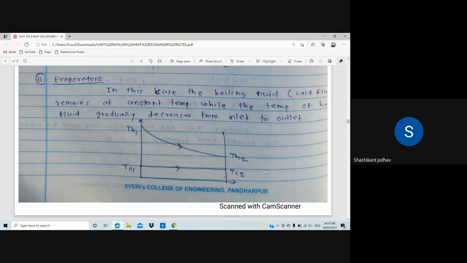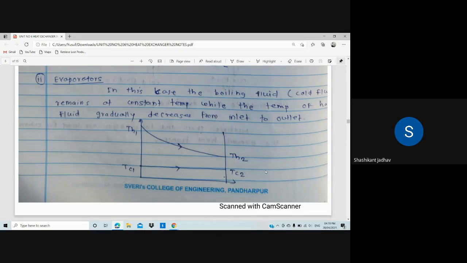And after that we discussed classification according to the physical state of fluids. There are two types of heat exchanger, condenser and evaporator. In the condenser, the hot fluid, which is the condensing fluid, has the same temperature, Th1 to Th2, and the cold fluid temperature increases from Tc1 to Tc2. The second type is the evaporator, where the temperature of the cold fluid is the same and the temperature of the hot fluid reduces from Th1 to Th2. So this is the classification of the heat exchanger.